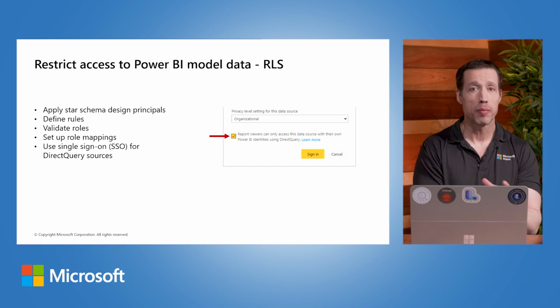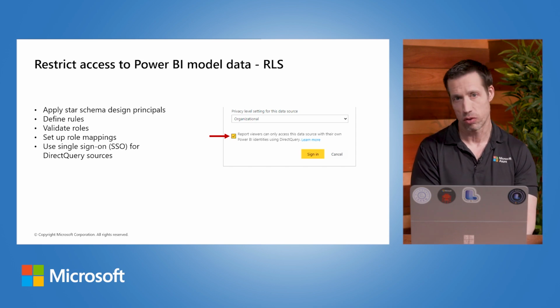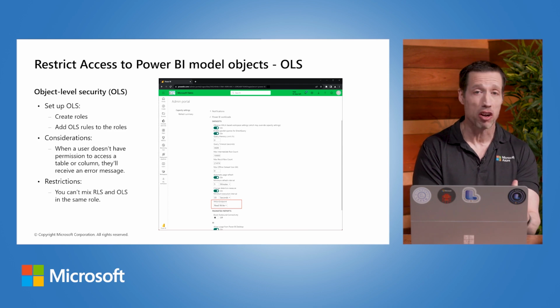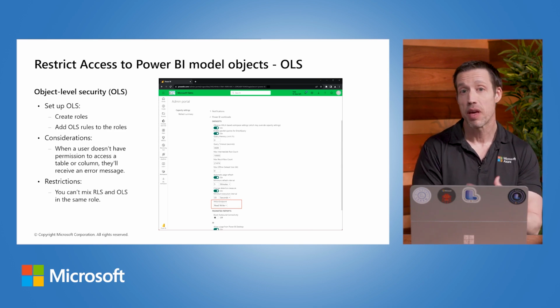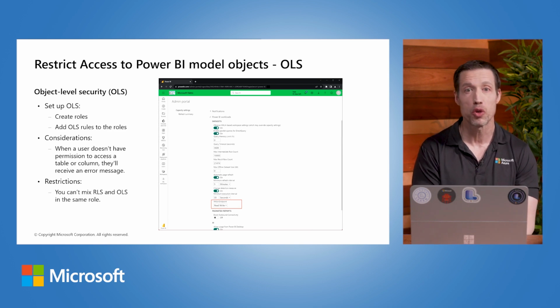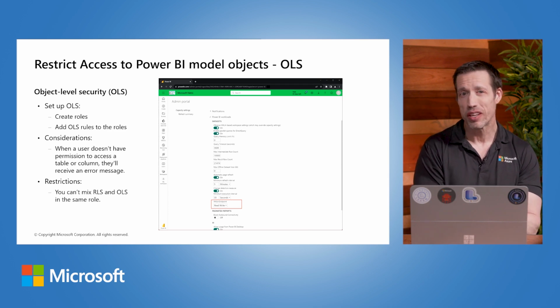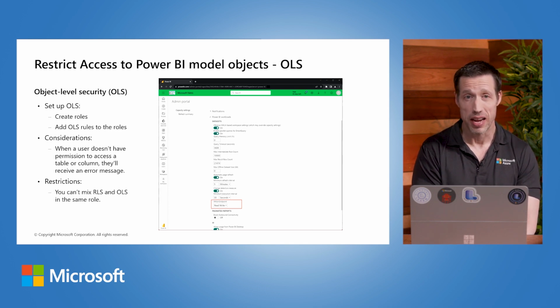Now moving on to object level security, or OLS. DAX won't be involved in this one. As a data modeler, you can consider restricting user access to model objects. Typically, you apply OLS to secure objects that store sensitive data like employee personal data or social security numbers. When OLS is enforced, not only does it restrict access to tables and columns, but it can also secure metadata.